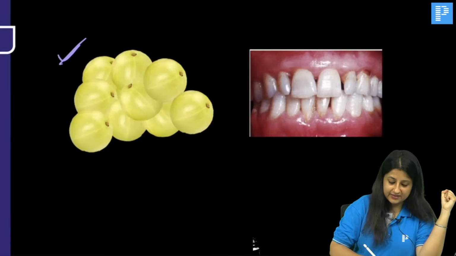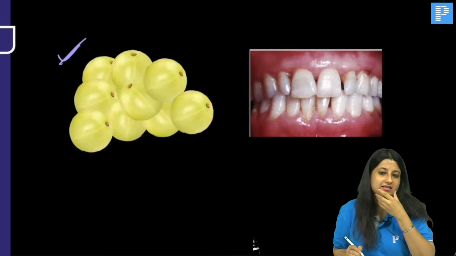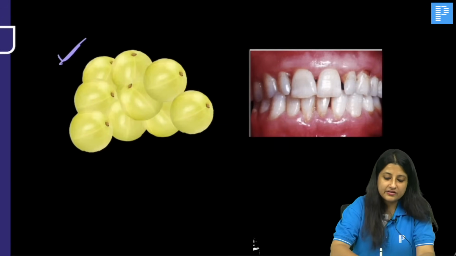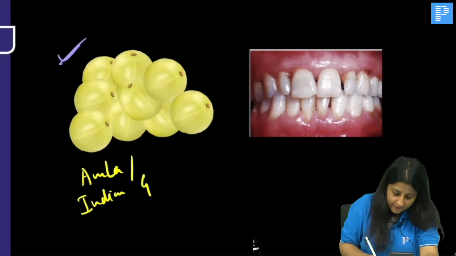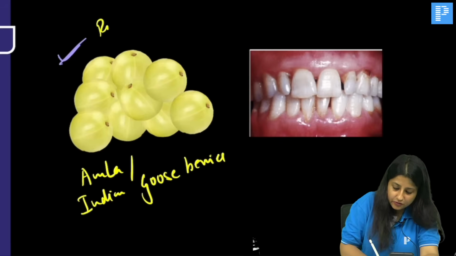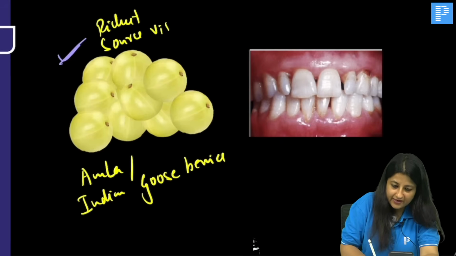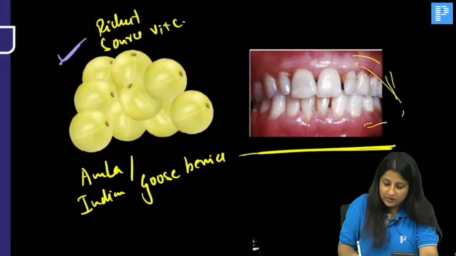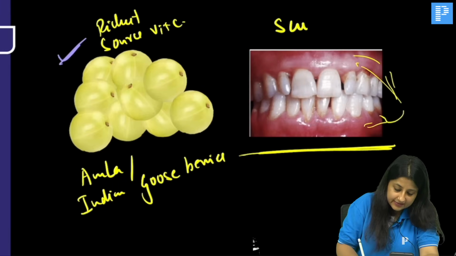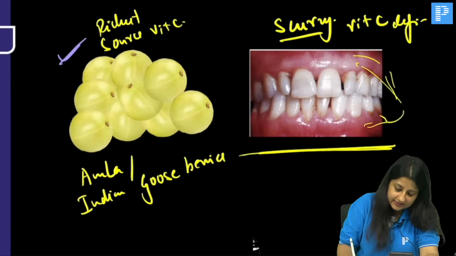ये किसका image है? This has come before once, guys. What is this green thing? And it is the richest source of something. This is nothing but amla. Amla या Indian gooseberries. Alright. And this, guys, is the richest source of vitamin C. This one over here, you can look at the swollen gums. This is scurvy. Scurvy क्या होता है? Vitamin C deficiency. This is scurvy.